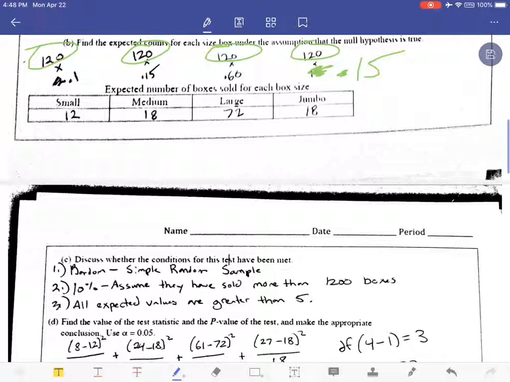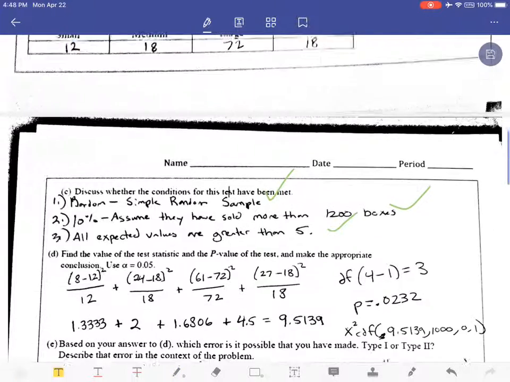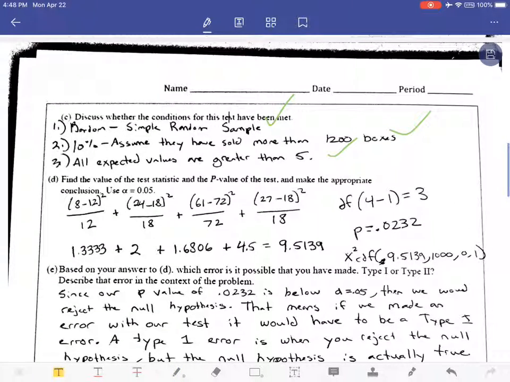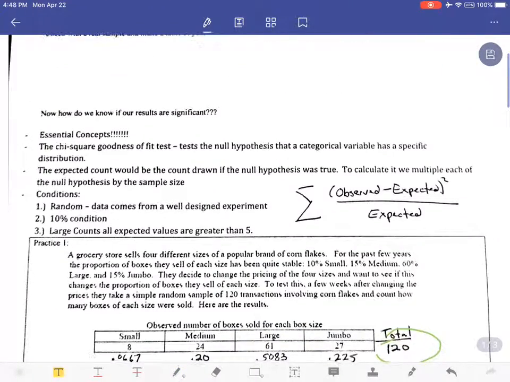Then part 3, this is the one that's new. All of our expected values need to be greater than 5. And we can see all of our expected counts or values are greater than 5. So all 3 of these check out for our conditions. On to part 4, the significance test, calculating our p-value. So this is where we're going to have to use our formula that we learned up here.